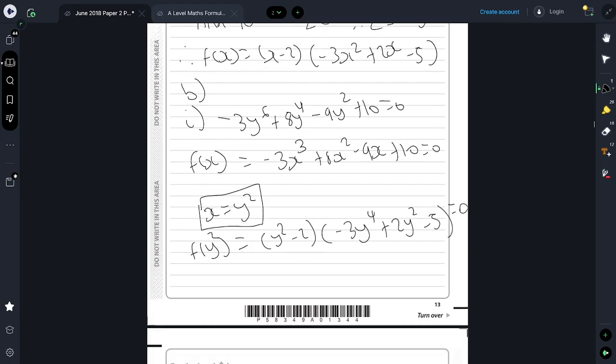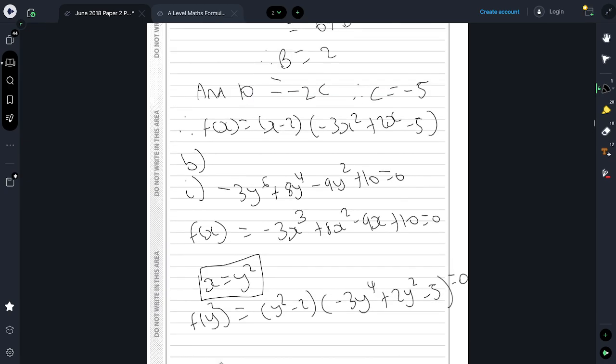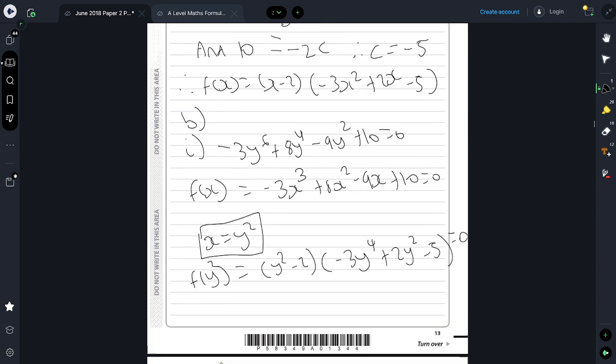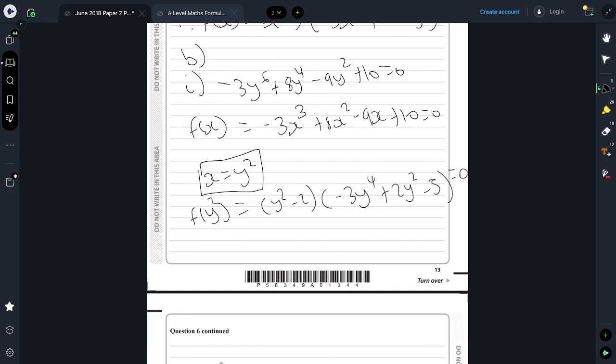Okay. But actually, all we're doing here, because we're just essentially squaring everything, actually never mind. We're here, right? So this is saying y squared minus 2 has to be 0, or minus 3y to the 4 plus 2y squared minus 5 is 0. Well, we can solve this easily. Well, y squared has to be 2, which means y is plus or minus root 2. These are two real solutions.